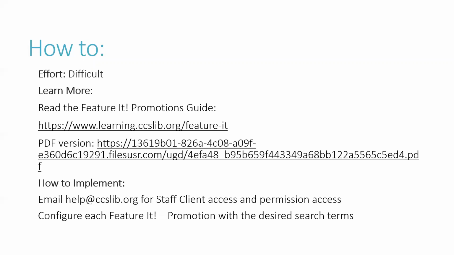So I think you're better off choosing a couple databases to promote or a couple larger programs and then entering Feature Its for those instead of entering a Feature It for every single program your library is going to run.